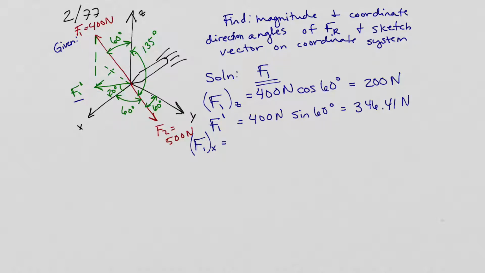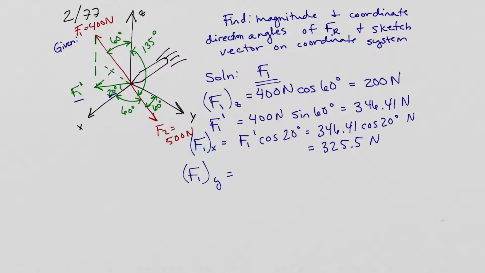So now we want to get F1 of X. And that's going to equal F1 prime times the cosine of 20 degrees. So if we look over here at this angle, cosine is the one that's closest, which is the X. So that's 346.41 times cosine of 20 degrees. That's newtons. And that'll give us 325.5 newtons.